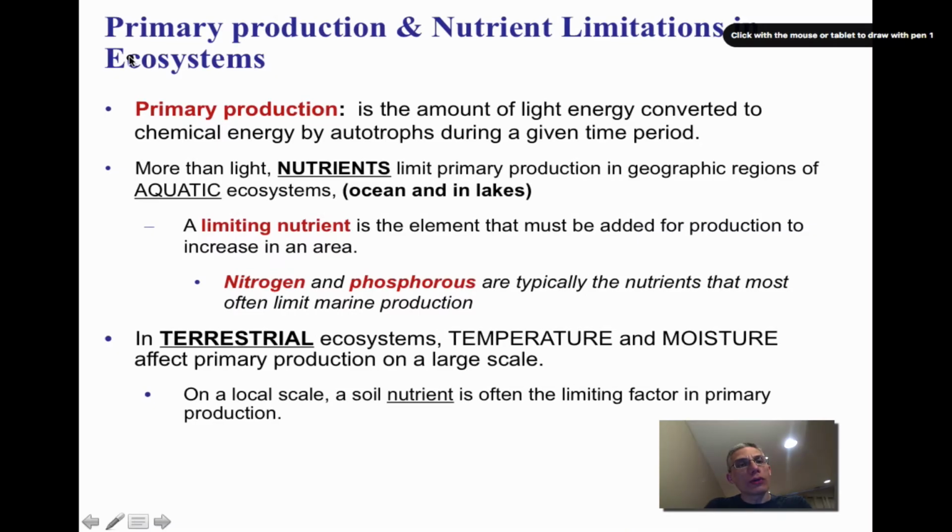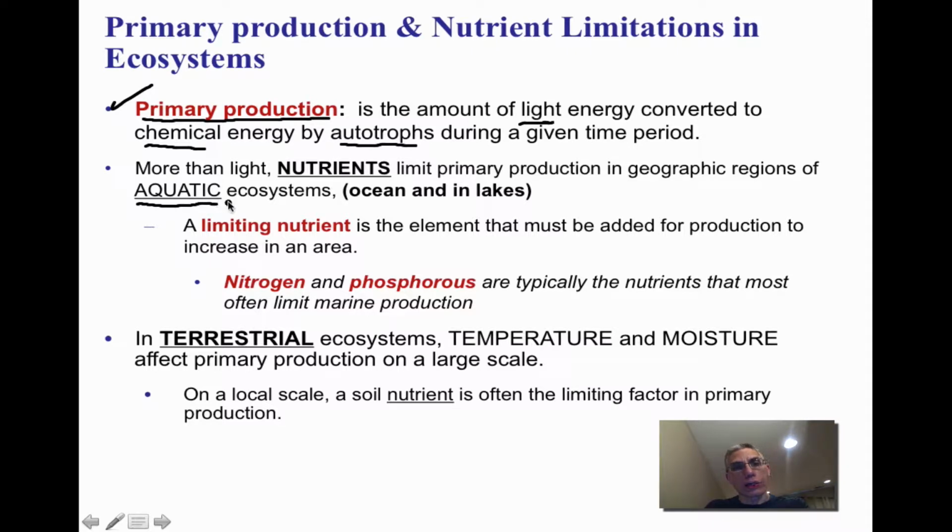Now, when you talk about ecosystems, we talk about something called primary production, and you can see that right here. Primary production is the amount of light energy that is going to be converted to chemical energy by the autotrophs during a given period of time. Now, when you're talking about an aquatic ecosystem, what you're going to notice is that more than light, the nutrients are going to limit the primary production. In other words, that conversion in certain geographic regions of aquatic ecosystems. So what we're talking about here is oceans and various very large lakes.